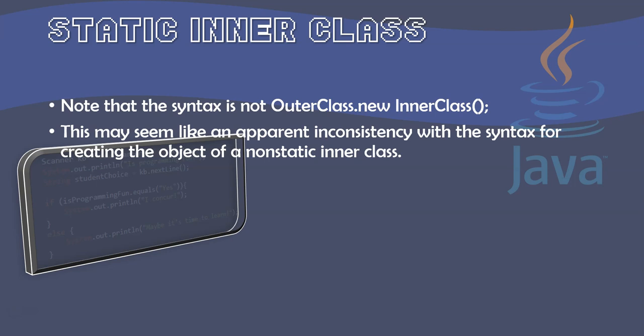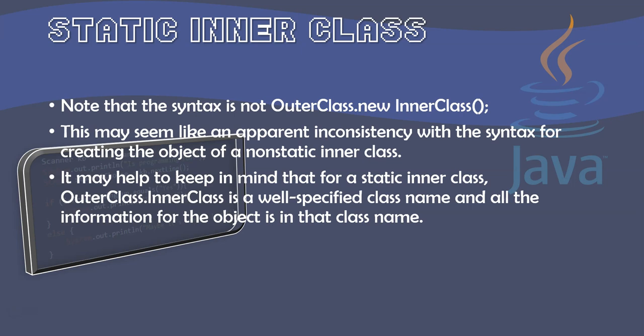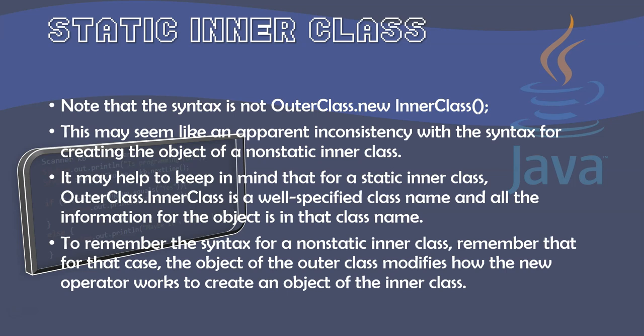This may seem like an inconsistency with the syntax for creating the object of a non-static inner class. It may help to keep in mind that for a static inner class, OuterClass.InnerClass is a well-specified class name, and all the information for the object is in that class name. To remember the syntax for a non-static inner class, remember that in that case, the object of the outer class modifies how the new operator works to create an object of the inner class.